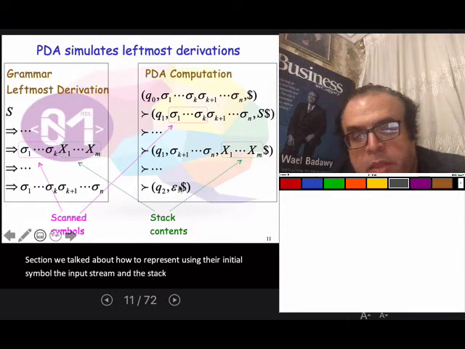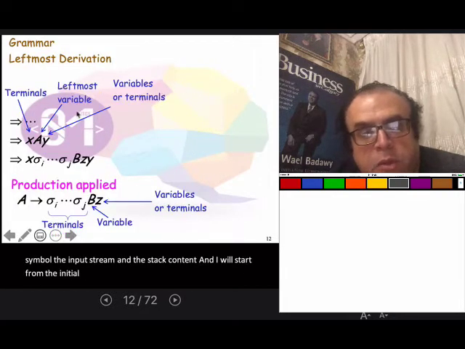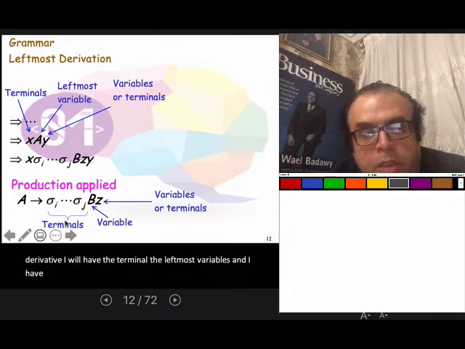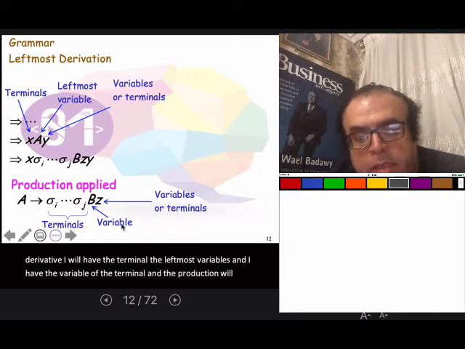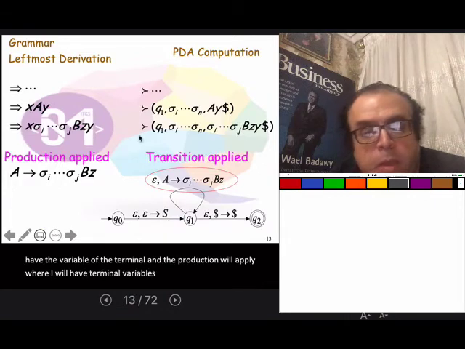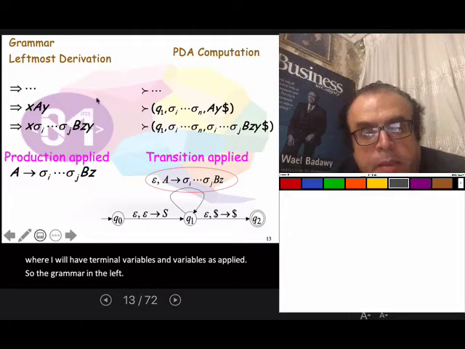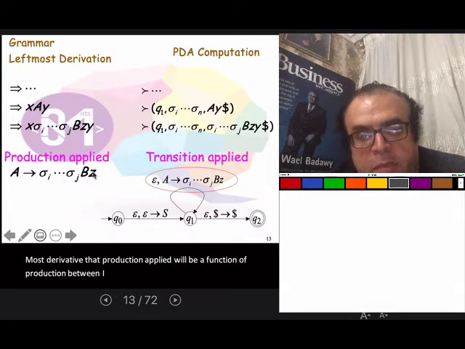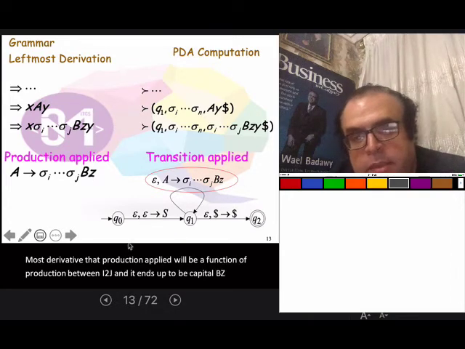And I will start from the initial state to the next state. So if I do the leftmost derivation, I will have the terminal, the leftmost variables, and I have the variable of the terminal, and the production will apply where I will have terminals, variables, and variables as applied. So the grammar in the leftmost derivation, the production applied will be a function of production between i to j, and it ends up being capital B Z. The computation will look at these transitions applied.